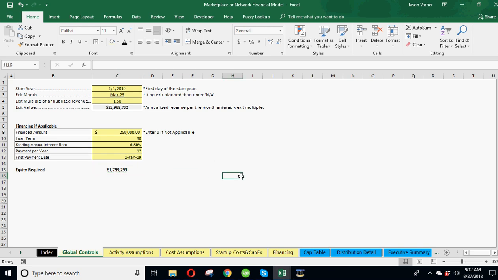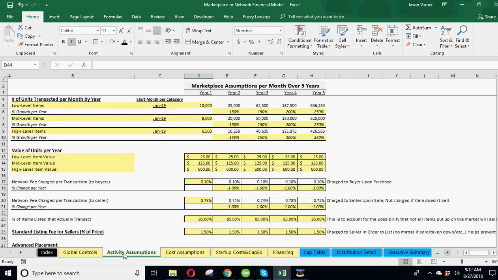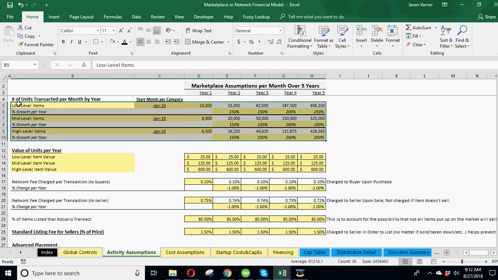So that's the global controls. We've got activity assumption. This is probably the most important tab for the user that's doing this, and this is picking out how your revenue is going to populate. So I did three main item levels, and that's just because it probably doesn't help as much if you only have one item type for one amount.